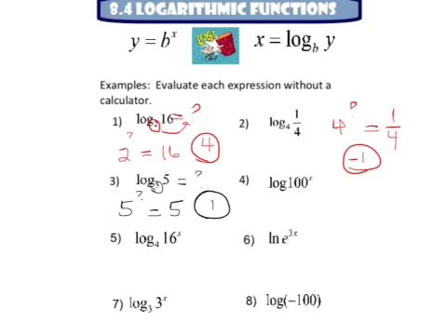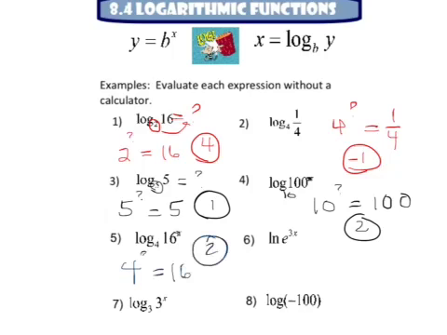It should be 1. Number 4, there is no base. So this is saying 10 to what power equals 100. There's a little typo there. 10 to what power equals 100, and we can think about it and come up with 2. The next one, a little typo again. 4 to what power equals 16? Well, it's got to be 2.